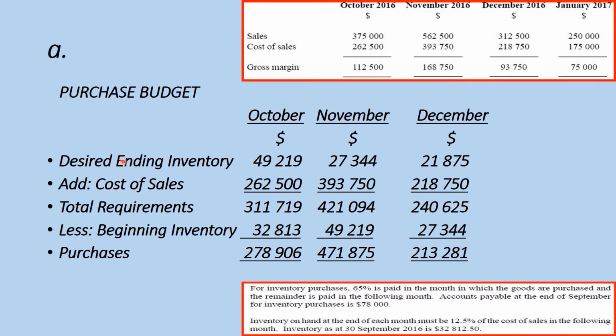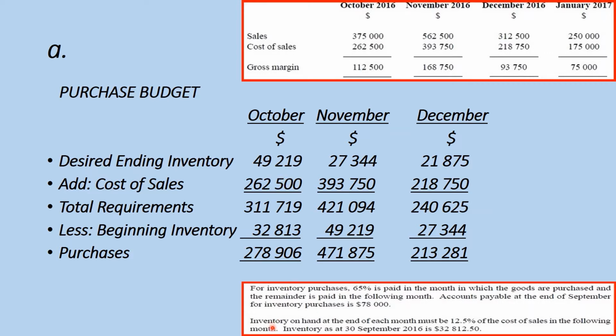So you start with the desired ending inventory, you add the cost of sales, or you could do it the other way around: start with the cost of sales and add the desired ending inventory, and you will get your total requirements. Then you less from that the opening inventory, or the beginning inventory, and you get your purchases figure, how much you need to purchase for the particular period. Now let's look at the figures themselves.